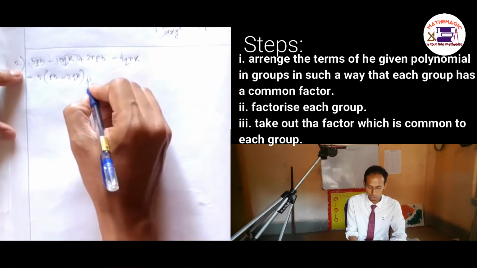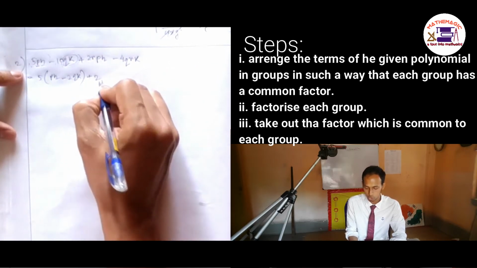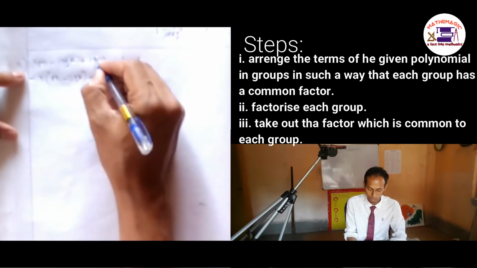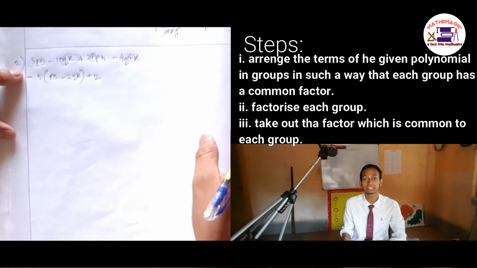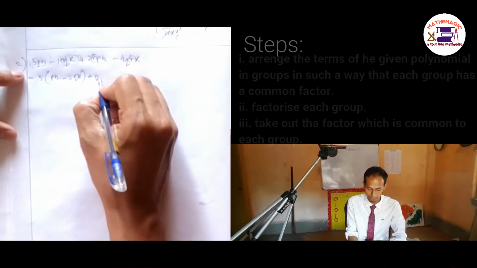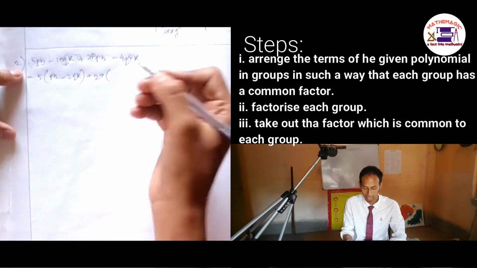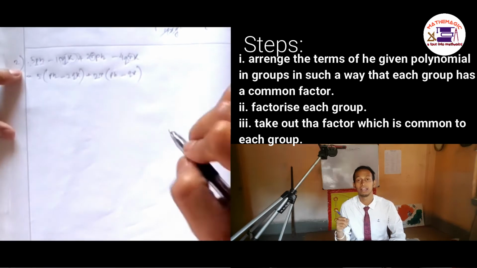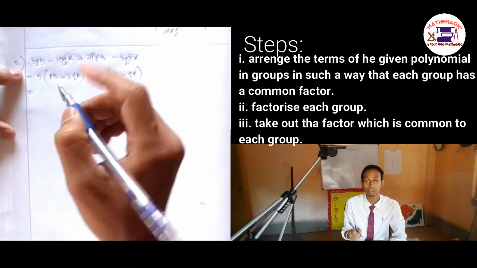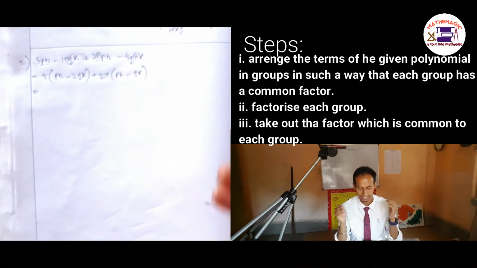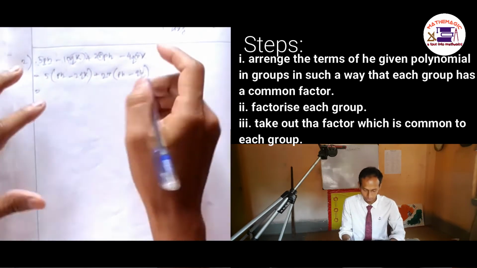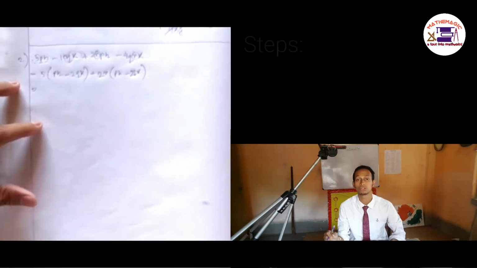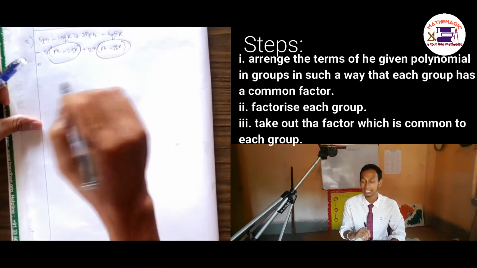And for the second group I want to take 2 common from the numerical portions, and from the variable part you can see that r is the same in both of them, so I will be taking r outside, and here ph minus qk is left. So here you can see one more thing, the sum doesn't change here, because 4 divided by 2 is 2, so here it is the same.